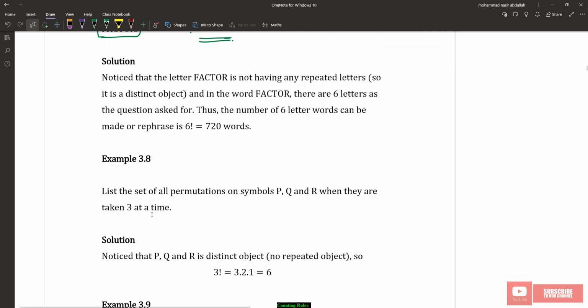Look at example number 3.8. It's the same concept. We have P, Q, R. So how many ways to arrange PQR? 3 factorial, because the letters P, Q, R are not repeated. They are unique or distinct letters. So basically it's the same concept. When I extend the formula of factorial, it still goes back to theorem number 1 or theorem number 2. 3 multiplied by 2 multiplied by 1, with no repetition permitted.